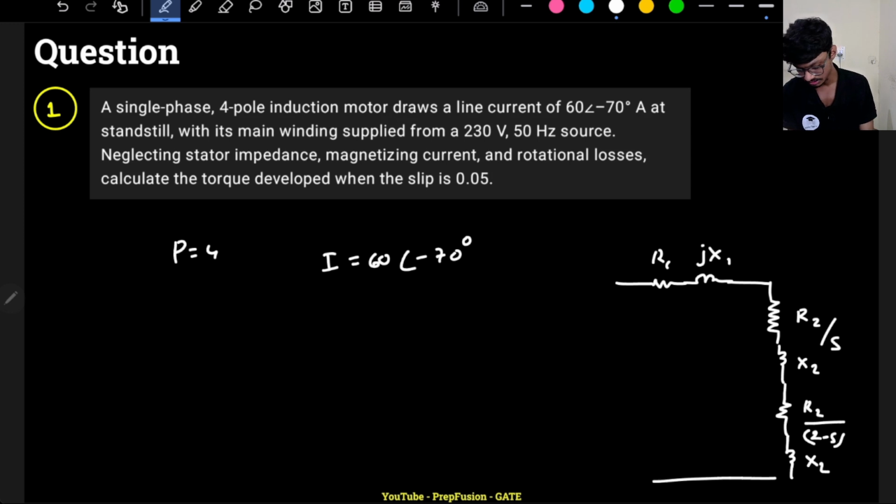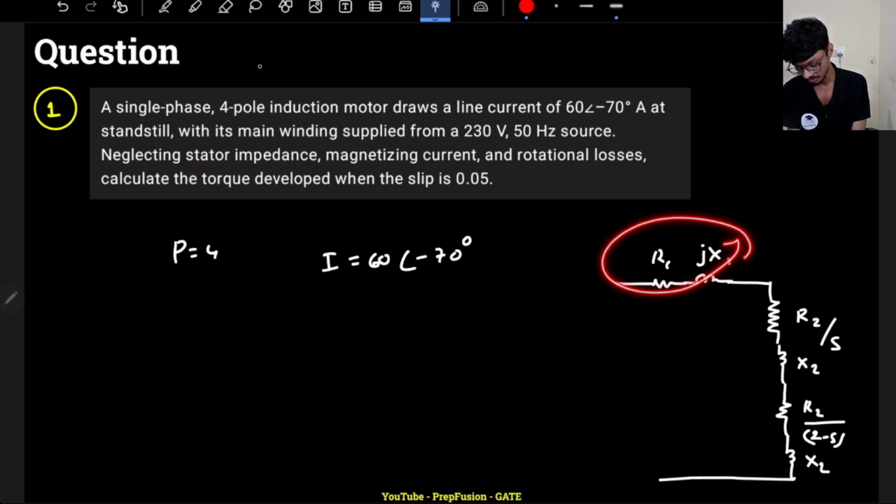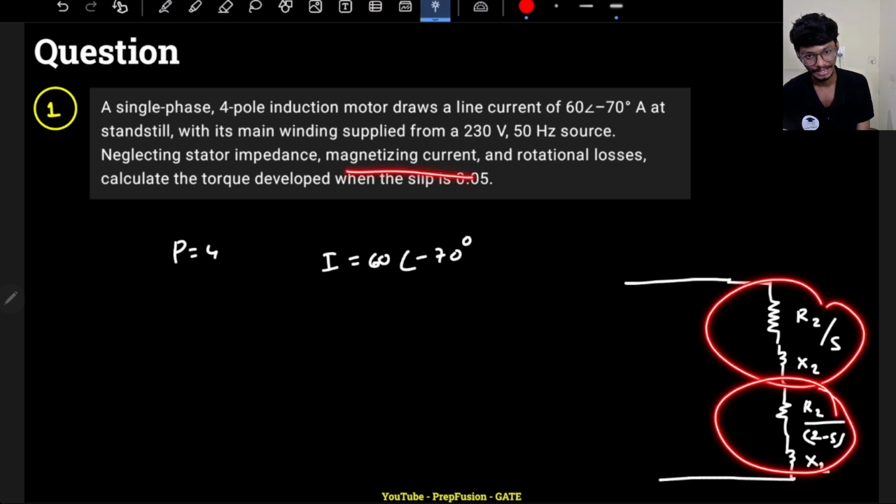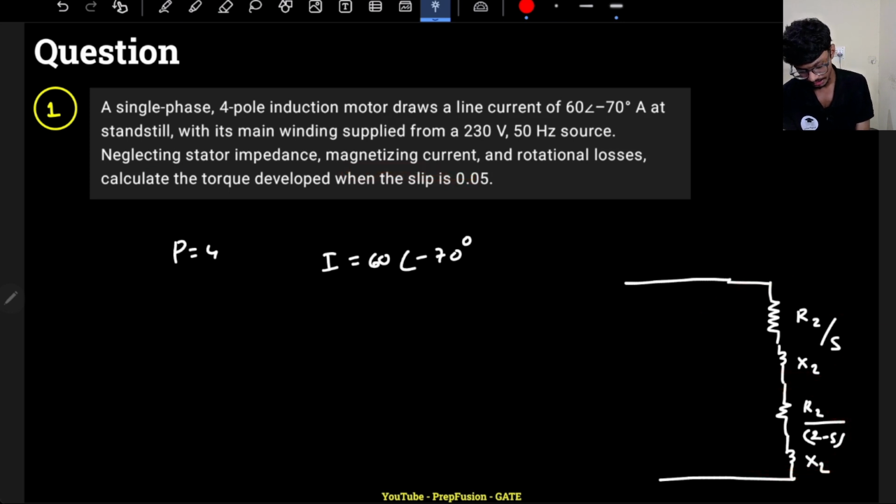I'm ignoring the exam here because they will not provide it. They are neglecting the stator impedance, so I have to neglect this one. I don't have any R1 jX1. Magnetizing current, so there is no parallel branch, and there are no rotational losses. Calculate the torque developed when the slip is 0.05. What is the torque developed?